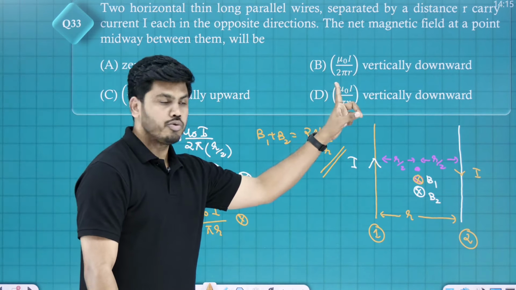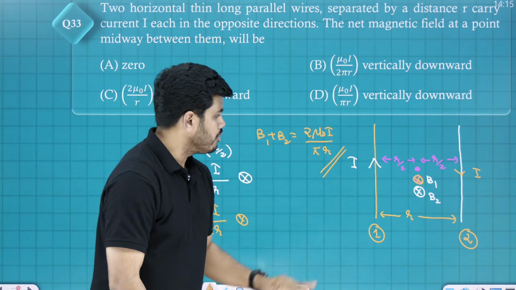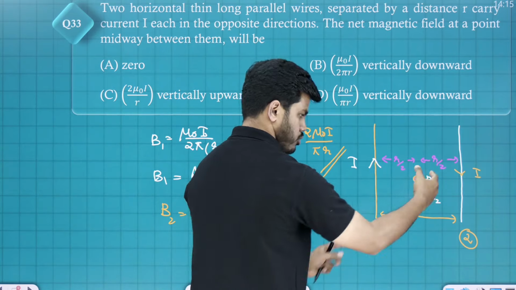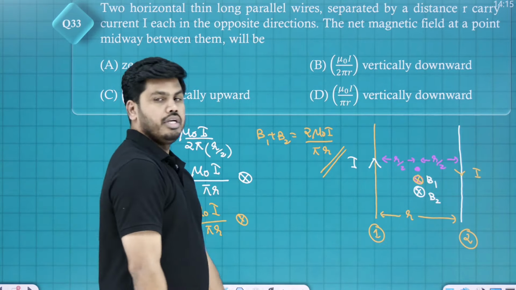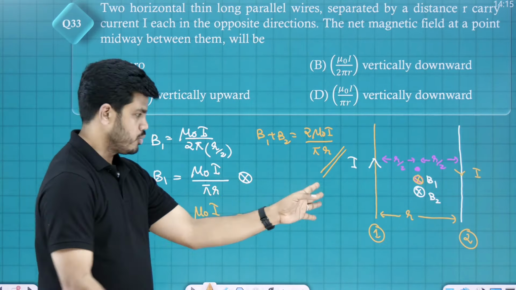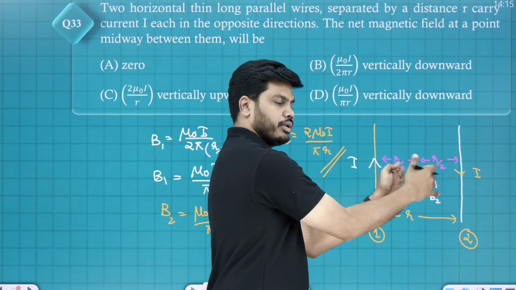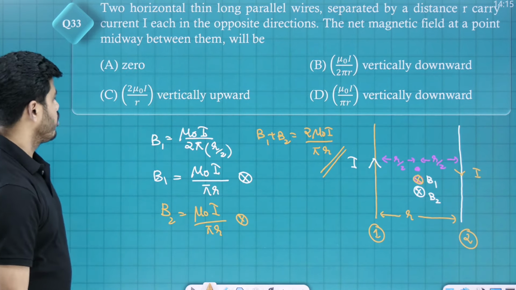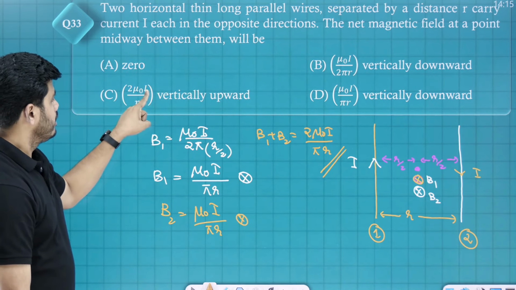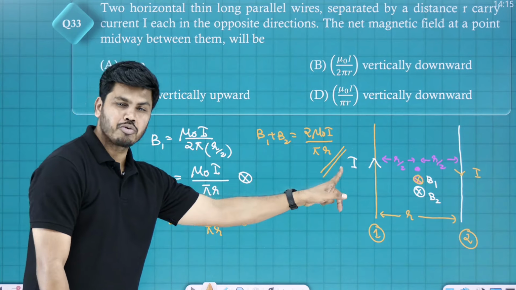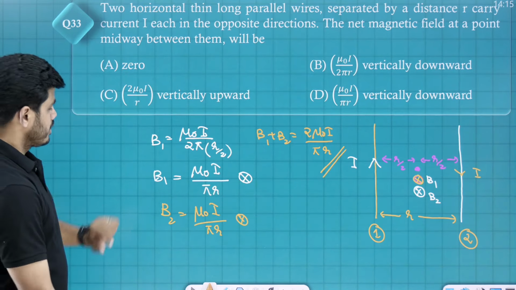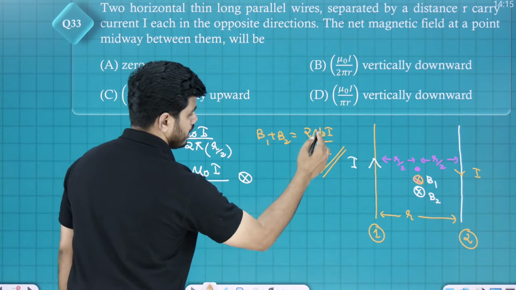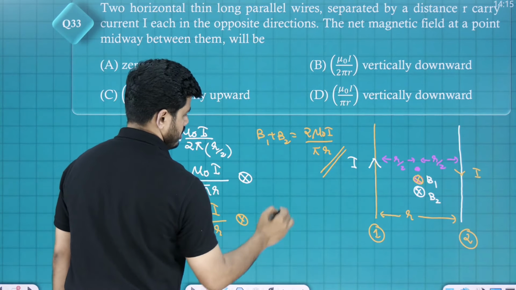Yes, this question also, check the options. Mu naught I by pi R, vertically downward. That is the direction. See, both of them are going into the screen. So we can say this is going to be vertically downward to the screen. So mu naught I by pi R, we don't have an option here. If it is 2 mu naught I by pi R, pi also should be there. So here also we don't have a matching option. It's supposed to be 2 mu naught I by pi R downwards, okay?